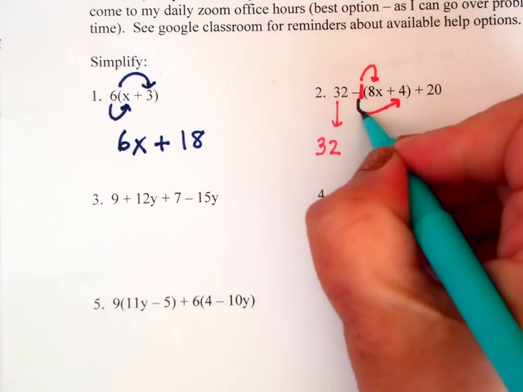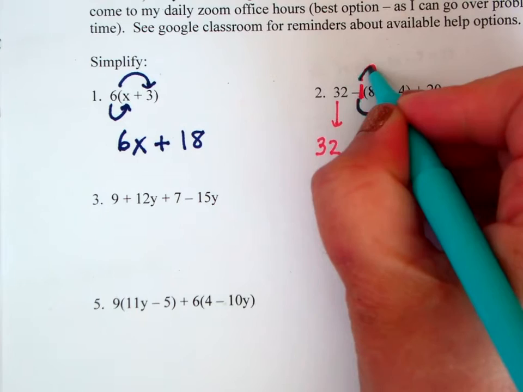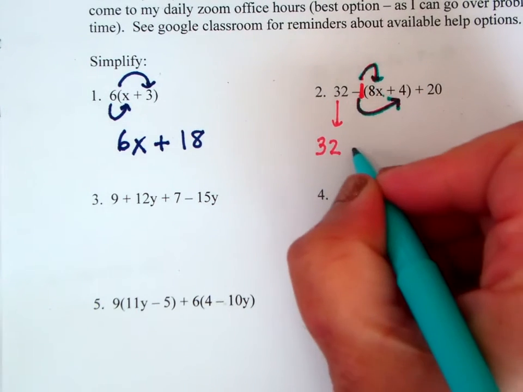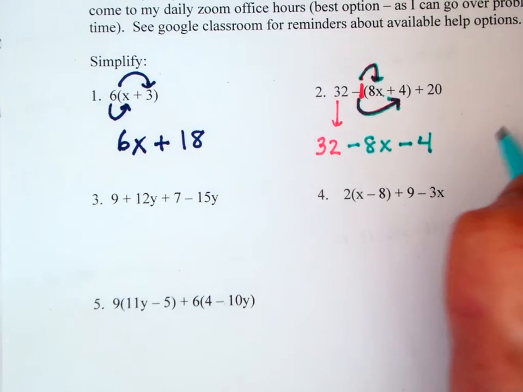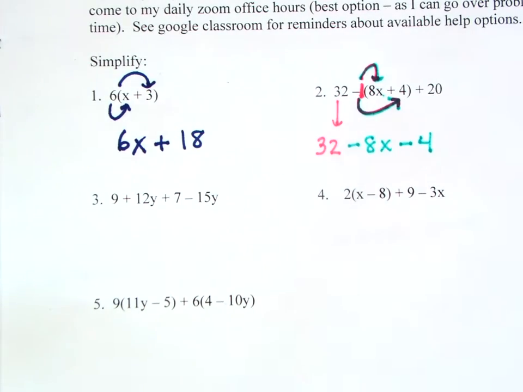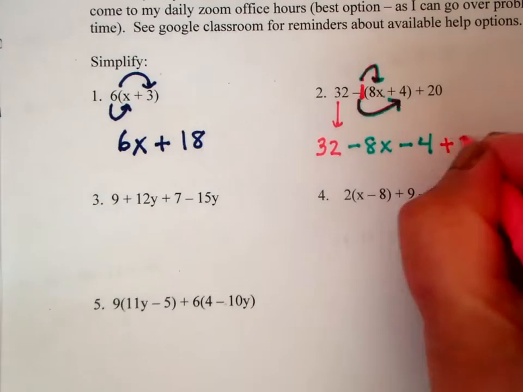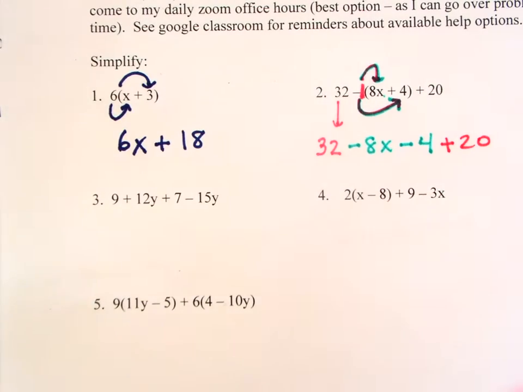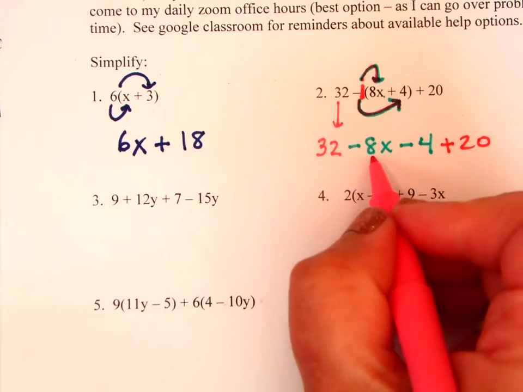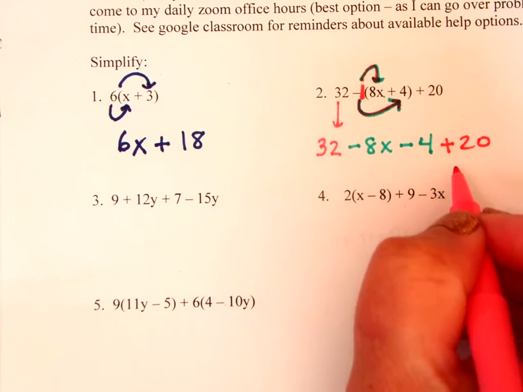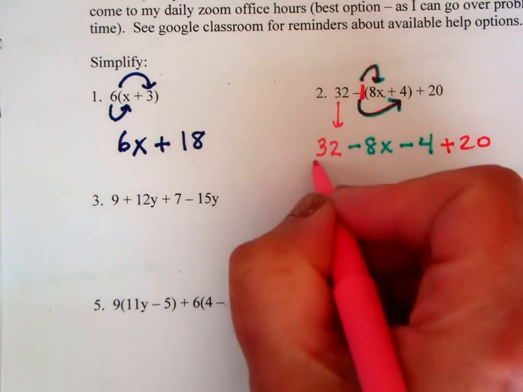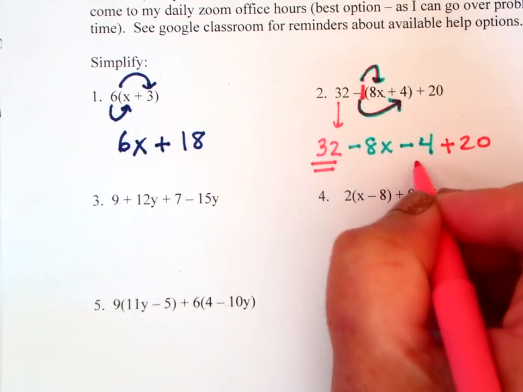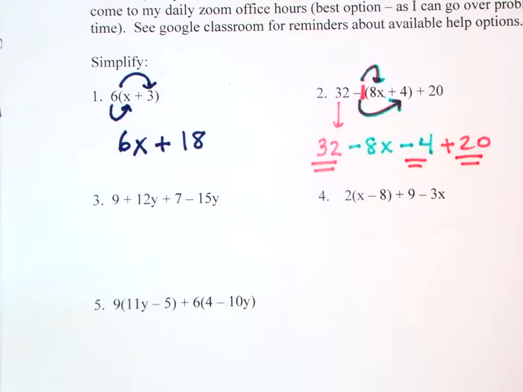Here, I'll kind of change to the blue. There you go. -1 times 8x is -8x. -1 times 4 is -4. And then in the original problem, I also had a plus 20. Now, I can't use the distributive property anymore, but I do have some like terms I can add. There's no other x on any of the other coefficients, so I cannot do anything with the -8x. But I can add the 32, the -4, and the positive 20.